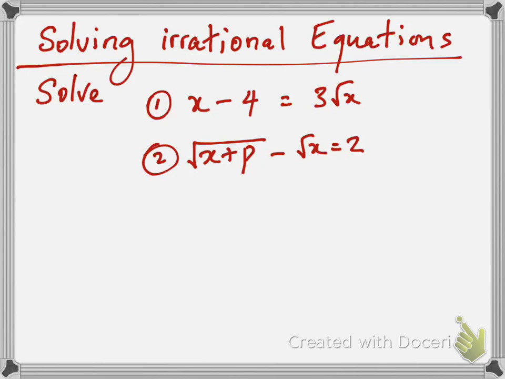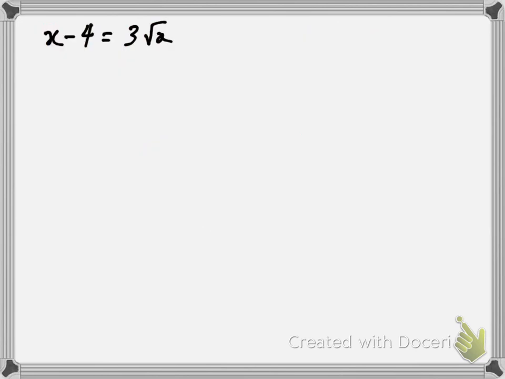x minus 4 equals 3 root x. Okay, so I moved to a new page so that we can have enough space to work it out. So it's usually a good idea to have one of the roots on one side and one of the x's on the other, but it doesn't actually matter. So one of the things we could do now is square them. Square both sides, so you get x minus 4 squared equals 3 root x squared.